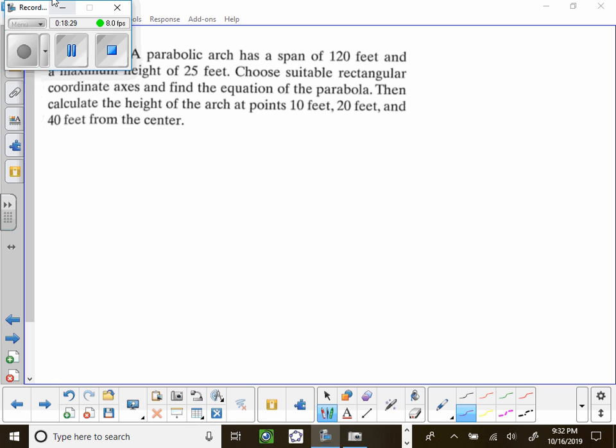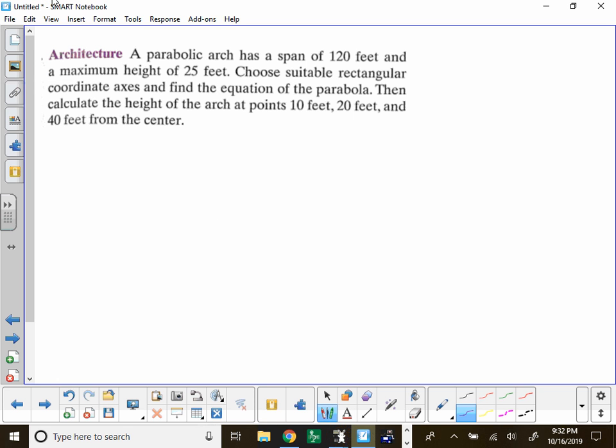All right, here's the third example. A parabolic arch has a span of 120 feet and a maximum height of 25 feet. Choose suitable rectangular coordinate axes and find the equation of the parabola. Then calculate the height of the arch at points 10 feet, 20 feet, and 40 feet from the center.